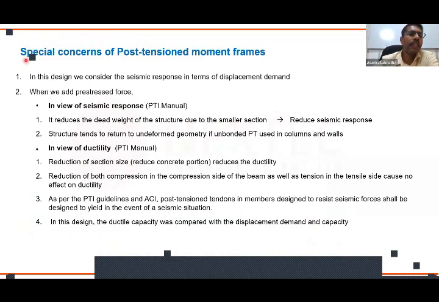This special concern of post tension moment frames was explained by Malik, so I can omit this one. That says actually seismic response. With the application of post tension, we can reduce the structure weight, so it will reduce the seismic response, as explained in Malik. And in the view of ductility, reduction of size of the members will reduce the ductility of the structure, which is not favorable. So this is explained by Malik, so I will omit this one.